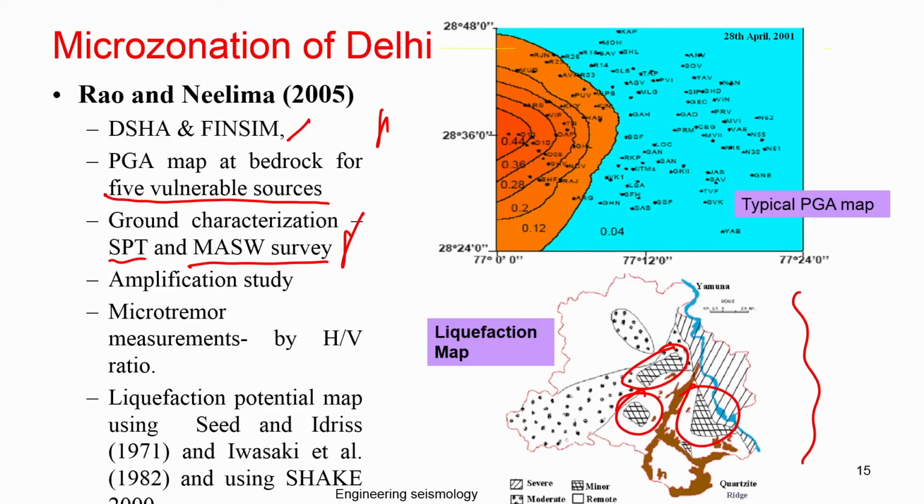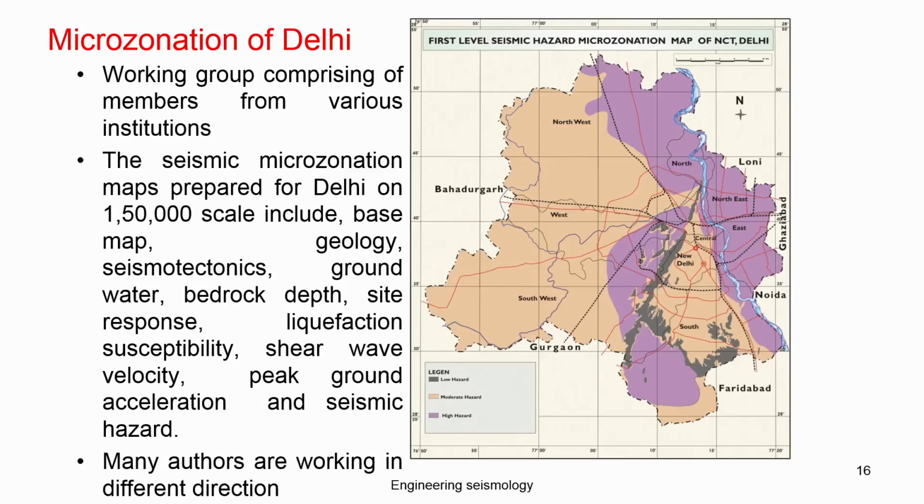So, the severe, then the moderate region, these two are the moderate region. The white one is remote, and the other area is minor. So, this is where you can see wherever the river deposits are there. This is the place where the liquefaction possibilities are. So, all this was combined to produce the map.